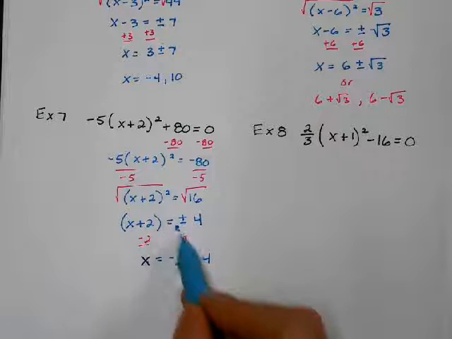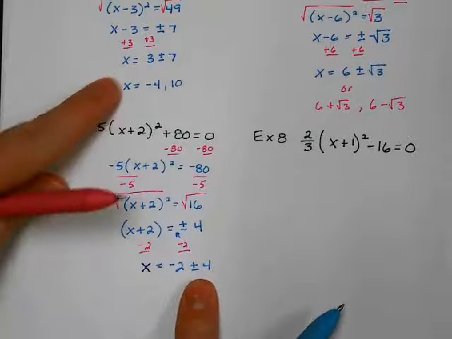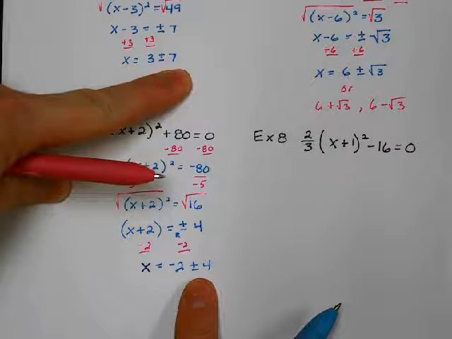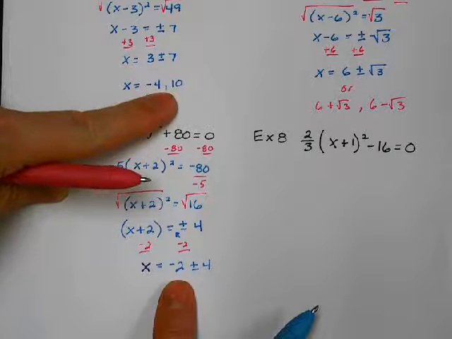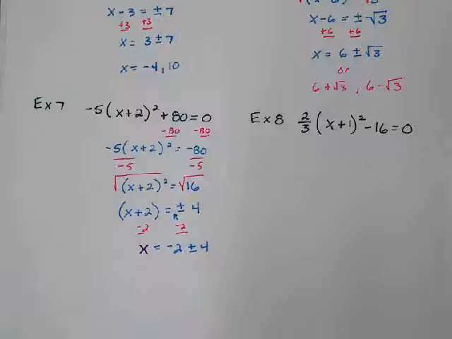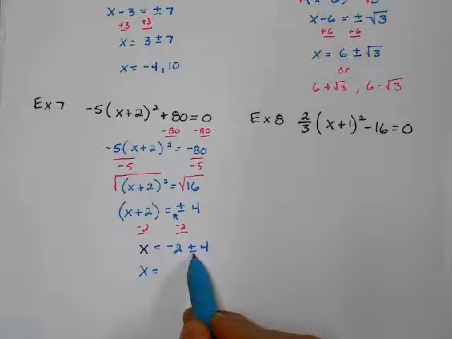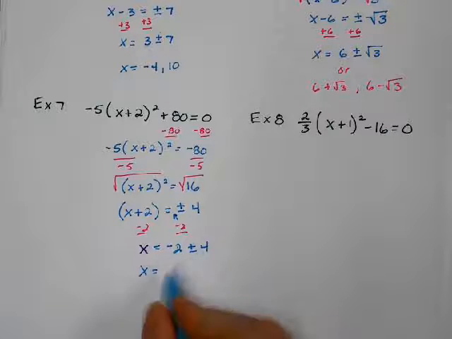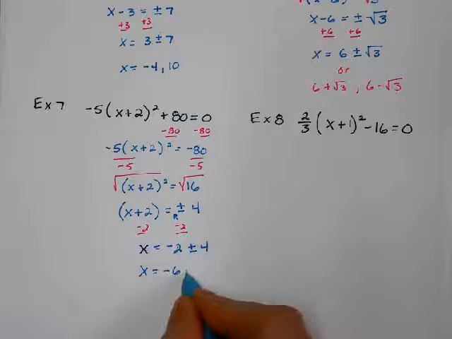So this is like this previous problem where the radicals are all gone. So I can actually pick out my two answers like I did up here. So I'm going to give the two answers. The first answer is negative 2 minus 4. That's negative 6. My other answer is negative 2 plus 4. That's positive 2. So there's my two x-intercepts, negative 6 and 2.